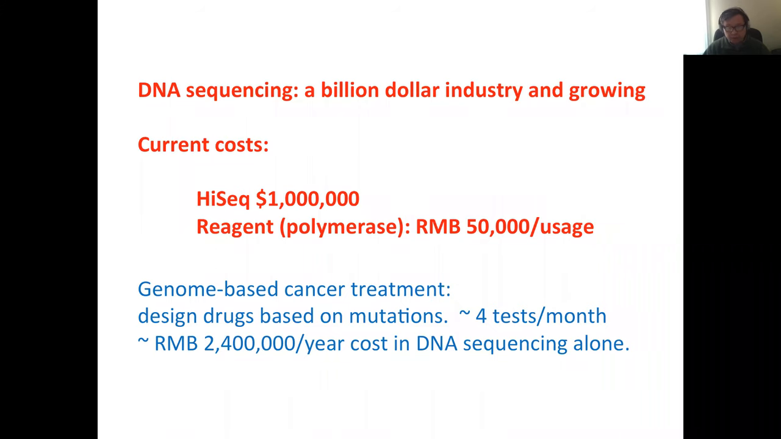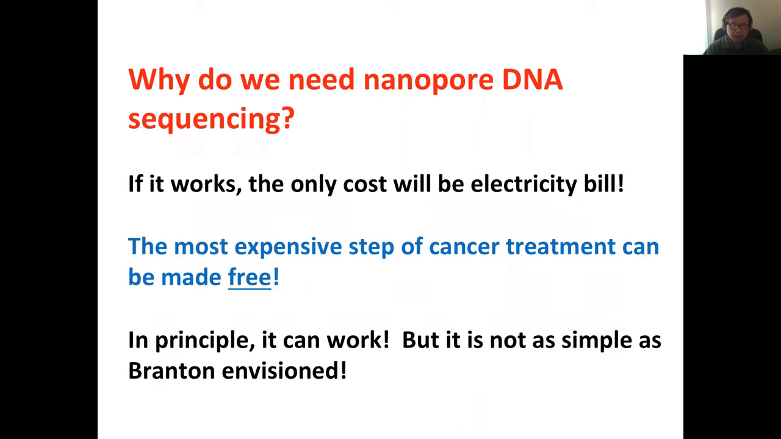Okay, so I'm going to go over this very quickly. This is still a very costly operation. And so what nanopore DNA sequencing can offer potentially, if it works, is that the only cost would be the electricity bill, right? Because if the reagents can be reusable, unlike in the case of Sanger or the second generation, where those reagents cannot be reused, then the main cost would be electricity. So that would mean that there is a potential for making this most expensive part of the genetic testing free. Okay. So in principle, it can work, but it turns out it's not as simple as Branton envisioned.